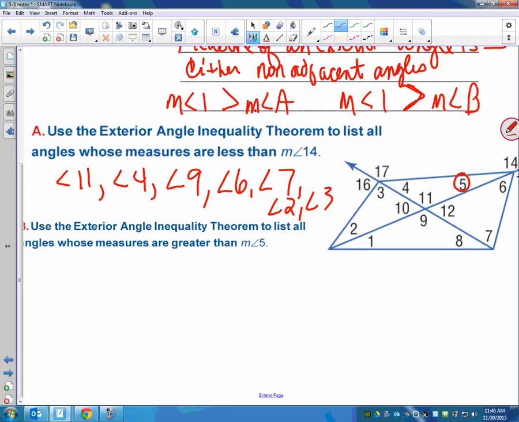So what would be the exterior angle that could go with angle 5? Could angle 10 be an exterior angle that would be with angle 5? Definitely 10 and 12, I think.